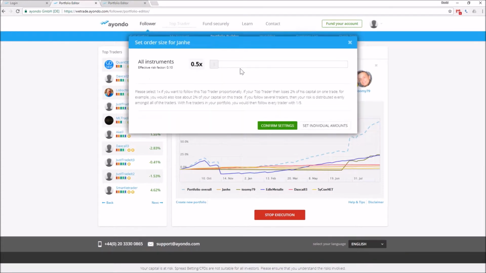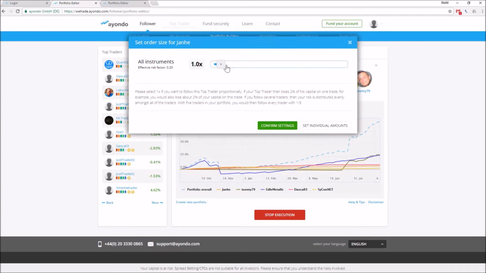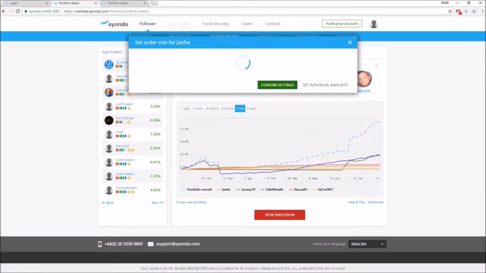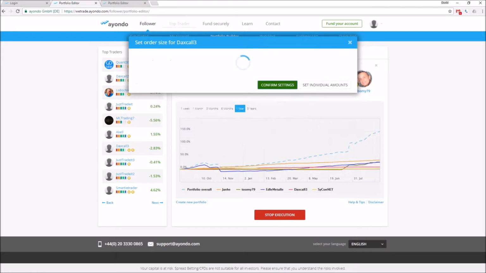So Jane, what did I put Jane at? Let's put Jane at 1 times, confirm settings. Actually, let's bump Jane up because Jane has got a sensible track record, and I like this person. So I'll mirror their risks. They're risking 1%, I'm going to risk 1%. DAX call. Okay, 0.5. We'll leave it at that.